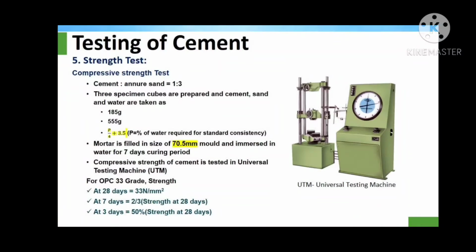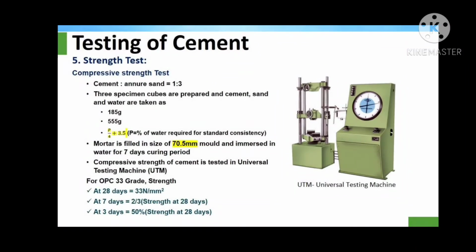Fifth, strength test. A. Compressive strength test. Cement to sand proportion is 1 to 3. 3 specimen cubes are prepared, and cement, sand and water are taken as 185 gram, 555 gram, and P/4 + 3.0 percent of water, where P is the percentage of water required for standard consistency. Mortar is filled inside a 70.6 mm mold and immersed in water for the 7 days curing period.